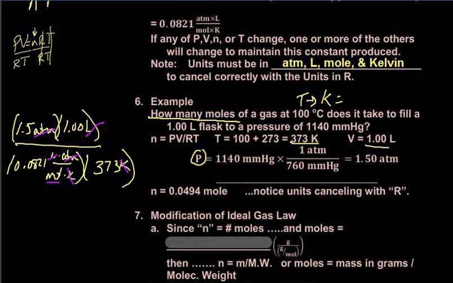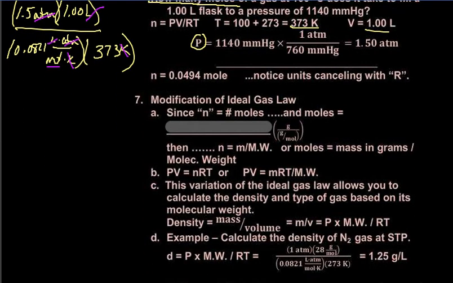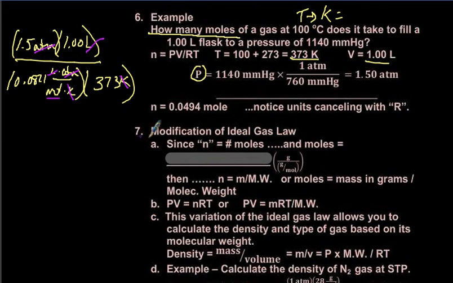All right, now we can modify the ideal gas law. Since N equals the number of moles, and moles has to do directly with our molar mass, so our mass divided by our molar mass, or grams divided by grams per mole, then the number of moles actually equals the total mass of the gas divided by the molar weight, or the molecular weight of the gas.